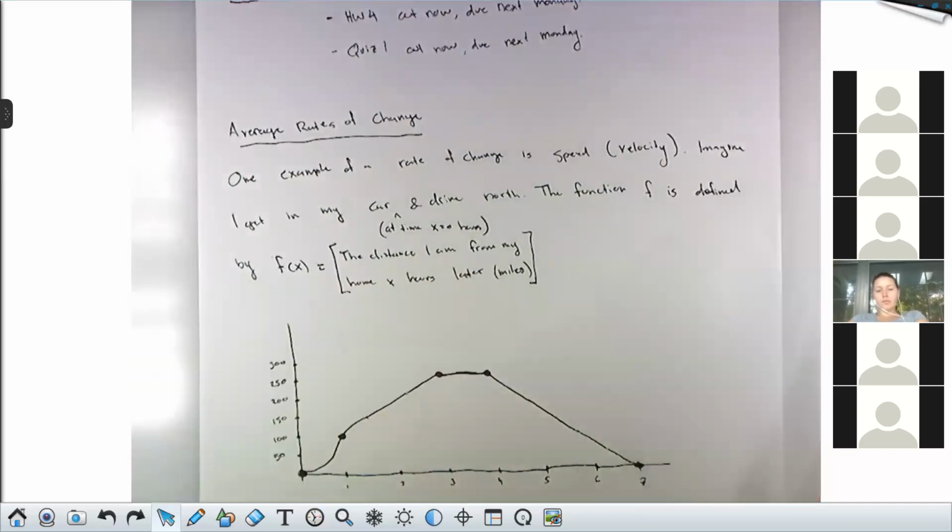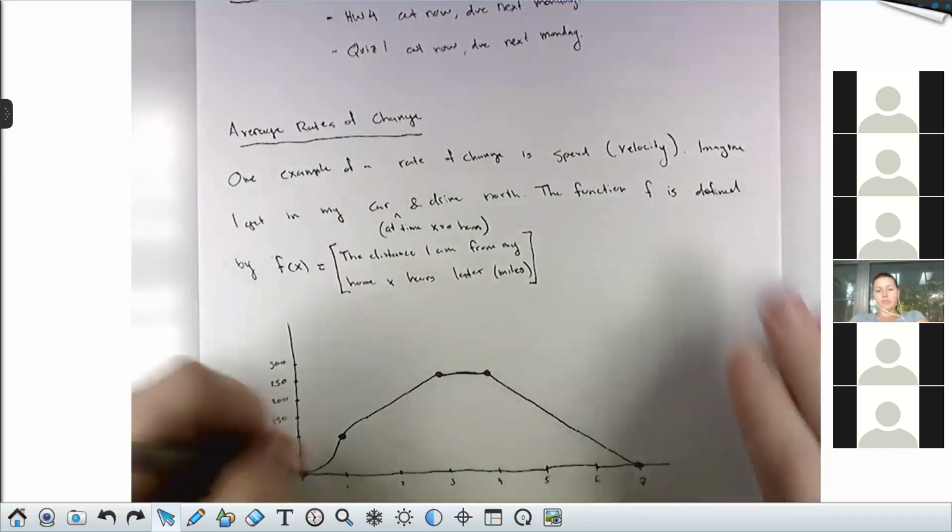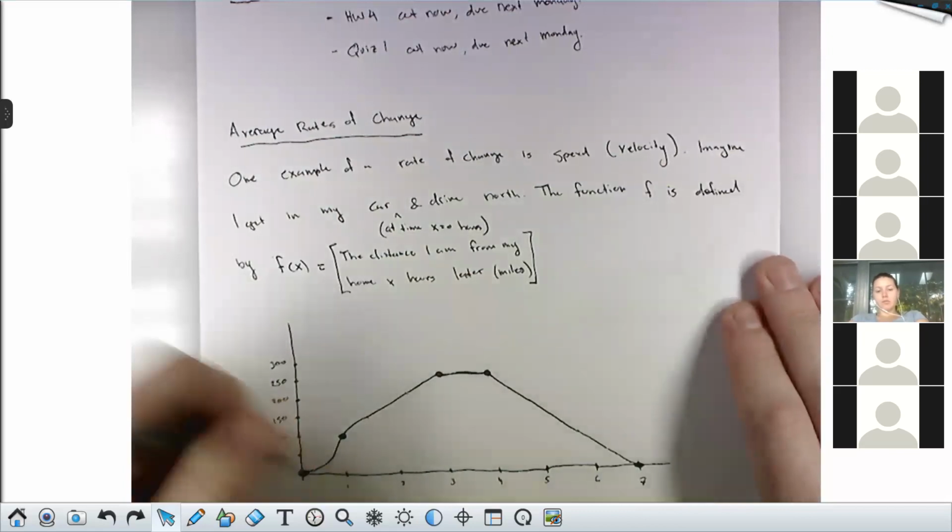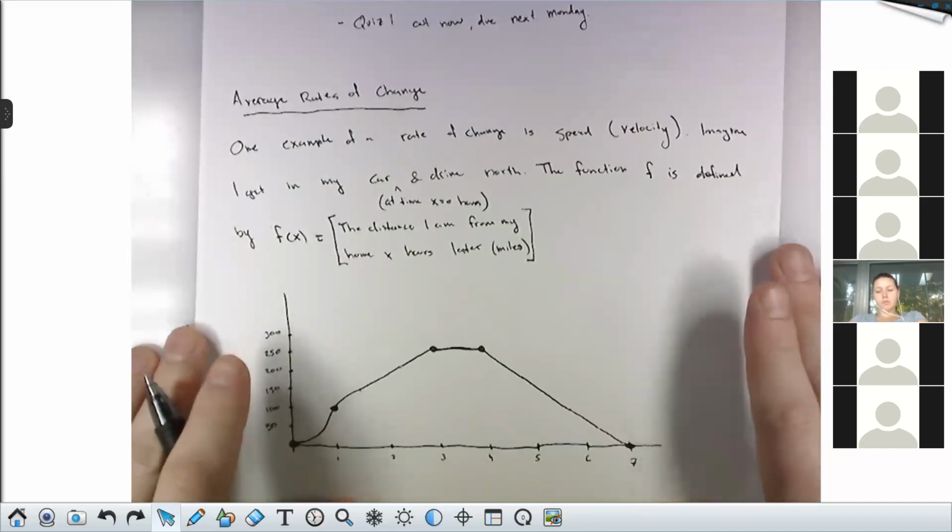This looks pretty good. So I want us to be comfortable interpreting this graph.